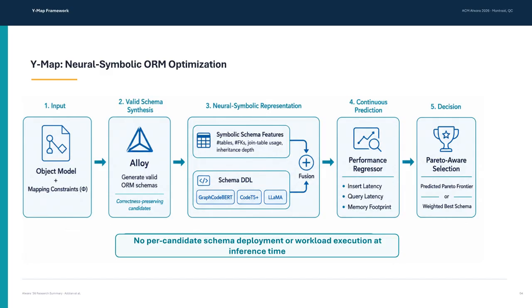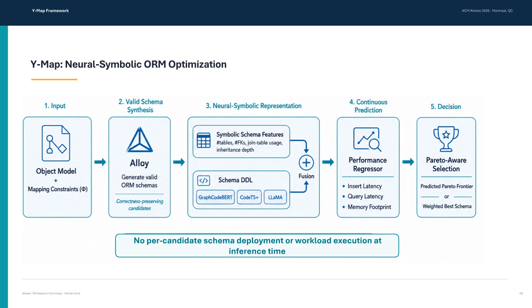Third, each valid schema is automatically converted into a standardized SQL DDL representation. YMAP also extracts simple symbolic features, such as the number of tables, foreign keys, join tables, and inheritance depth. Next, the DDL is analyzed by three pre-trained encoders: GraphCodeBERT, CodeT5+, and LLaMA. Each encoder captures a different view of the schema. Their representations are combined with the symbolic features. This combined representation is then passed to a lightweight regression model. The model predicts three continuous performance values: insert latency, query latency, and memory footprint.